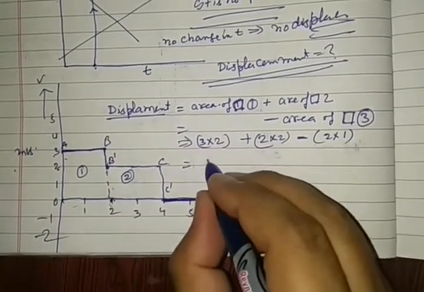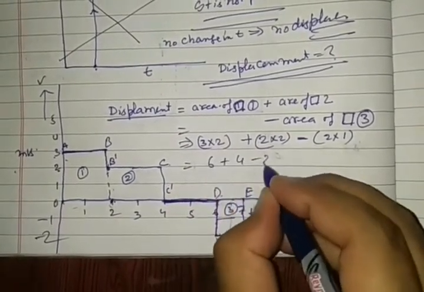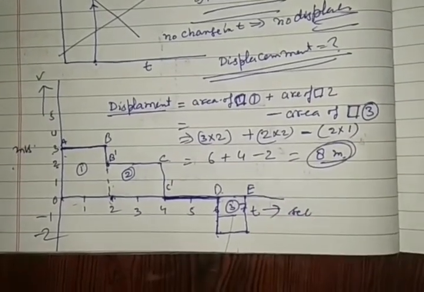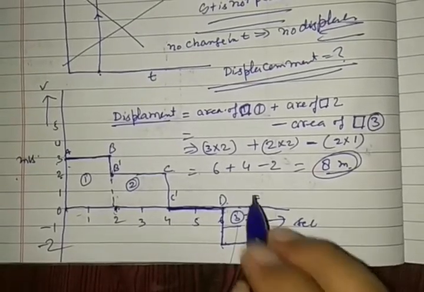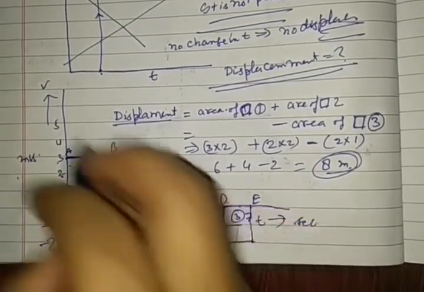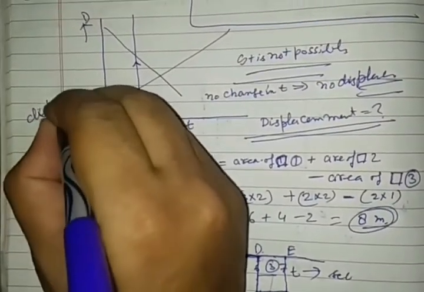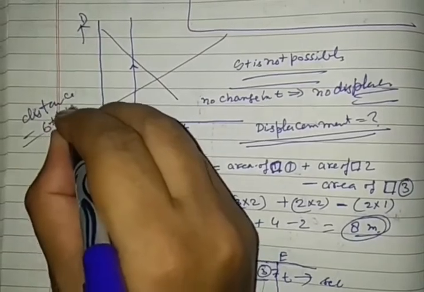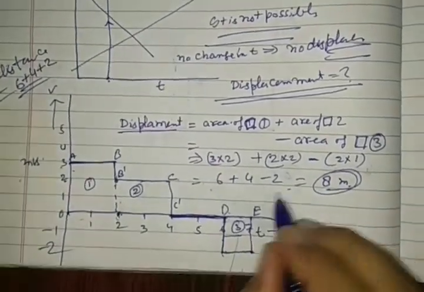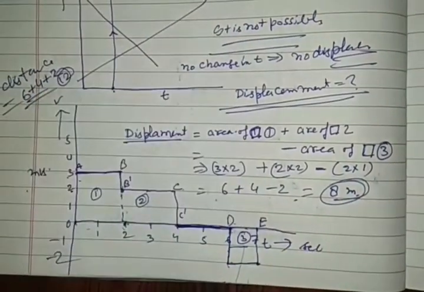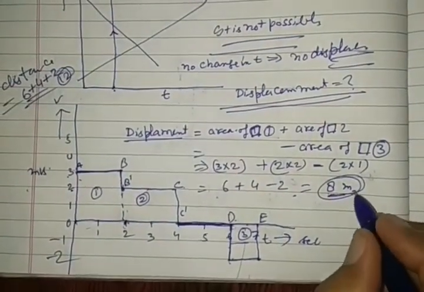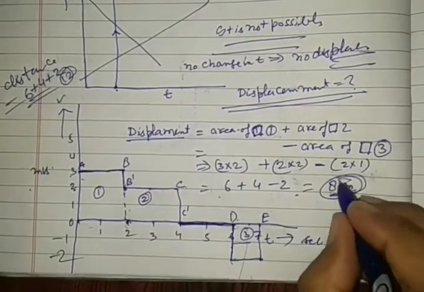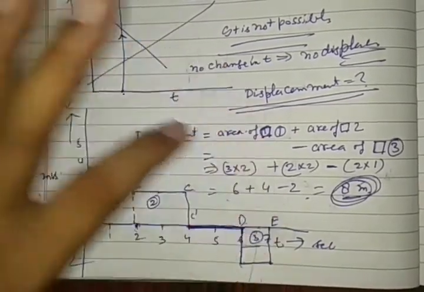So it is 6 plus 4 minus 2 is equal to 8 meter. So if it is asked in the question, what is the travel distance? So distance, in this case, is a different answer: total path covered. In that condition it becomes 3 plus 4 plus 2, all added, so it becomes 12. But if it is asked displacement, displacement means shortest distance from initial to final point, then it is only 8.